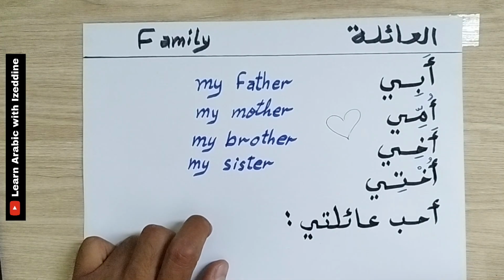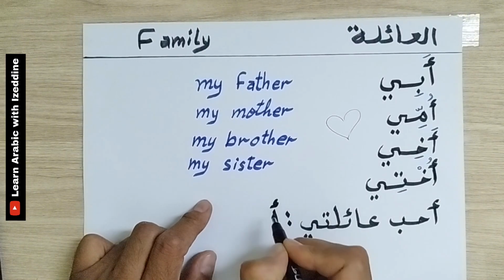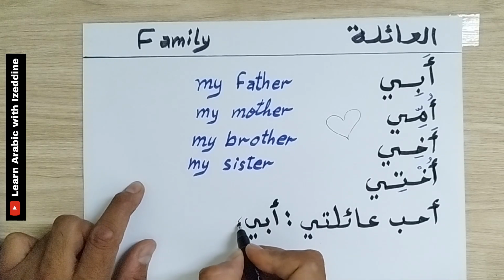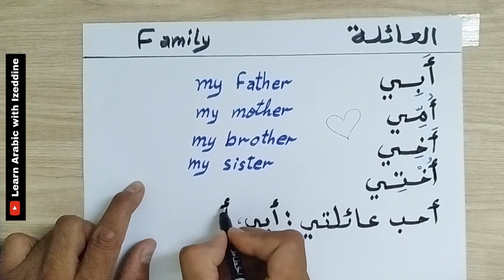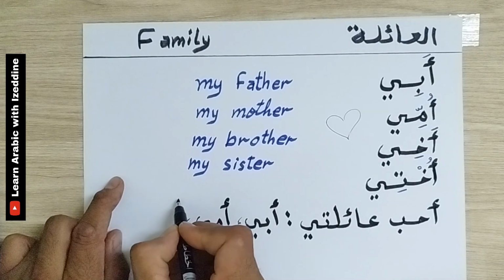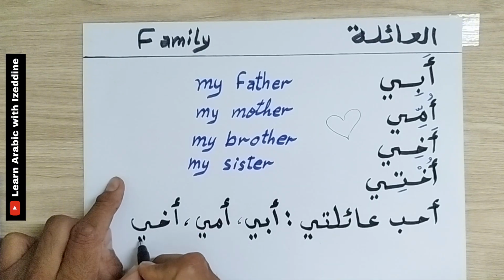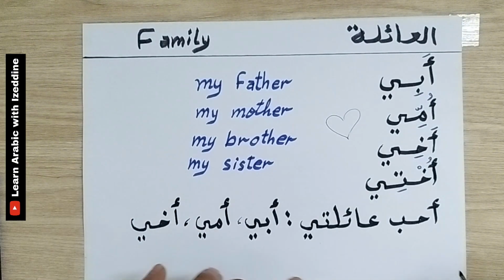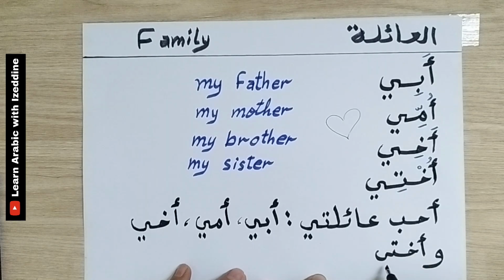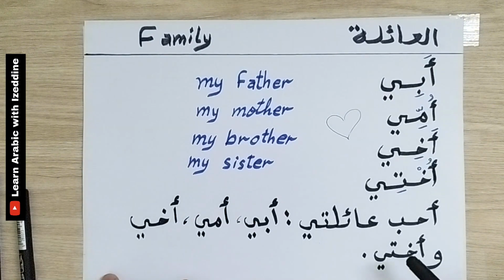What are these members of family? Abi, fasila, comma, ummi, fasila, akhi, and wa. You already know this. And in Arabic we say wa, wa ukhti, my sister. Full stop, nuqta. Yes.